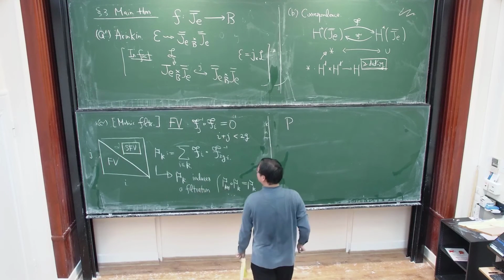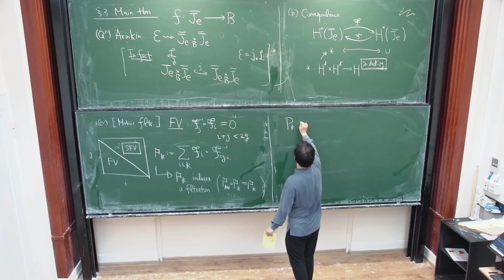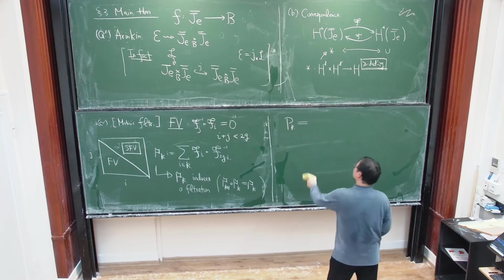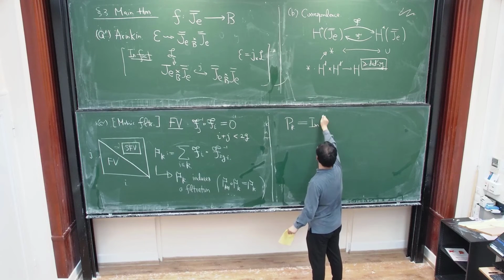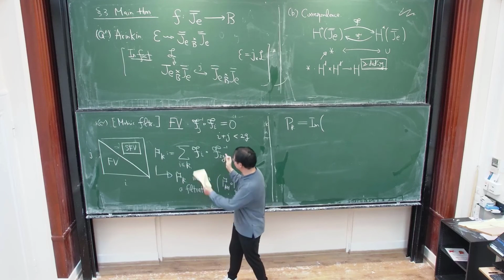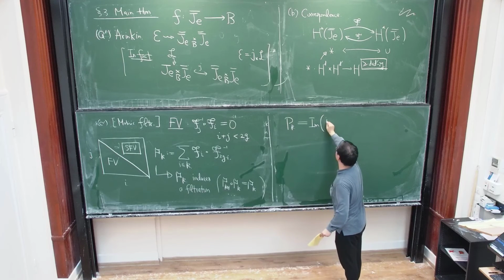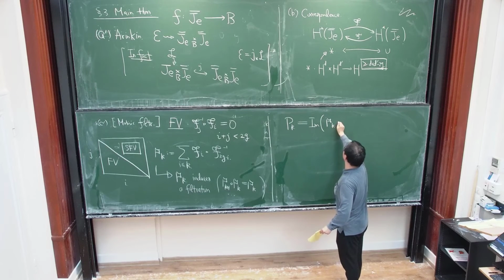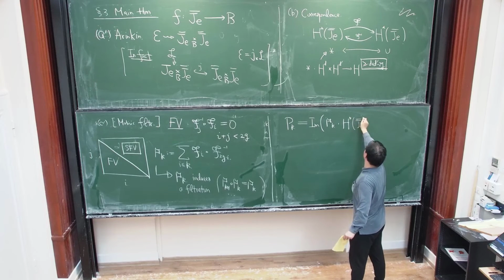To relate this to cohomology, as a consequence of the Ngô support theorem, we can show that the perverse filtration PK is just realized by this operator PK using the cycles from 0 to k. So this is just the image of PK, which we view as the operator on cohomology.